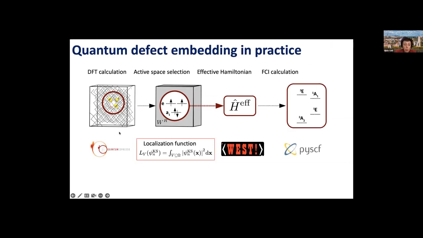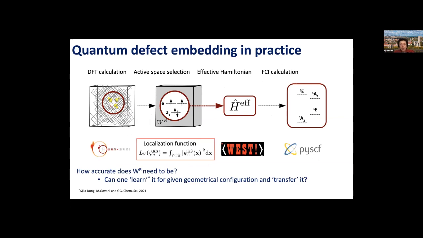Okay, so what do we do? We start from a DFT calculation. We define an active space by using a specific localization function. We set up the Hamiltonian. All this is implemented in the open source code WEST. The version with the quantum embedding has just been released, and there are tutorials if you want to download it and try it yourself. And then we diagonalize, for example with full CI, the effective Hamiltonian with PySCF, the code maintained by Garnet Chan at Caltech.